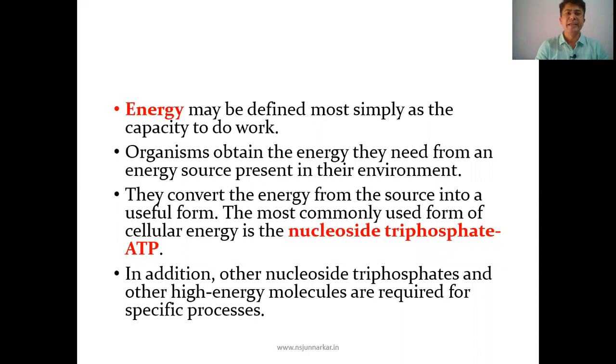If we talk about energy, energy may be defined most simply as the capacity to do work. Organisms obtain the energy they need from an energy source present in their environment. They convert the energy from the source into a useful form. The most commonly used form of cellular energy is the nucleoside triphosphate ATP. In addition, other nucleoside triphosphates and other high energy molecules are required for specific processes.